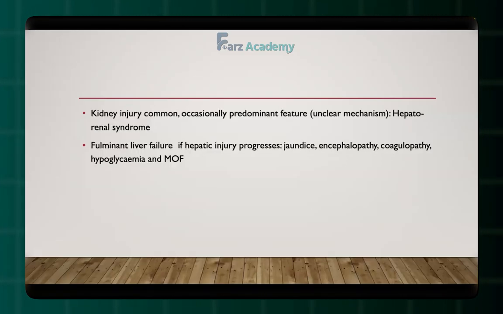Kidney injury is common and occasionally the predominant feature. The mechanism is slightly unclear. It may lead to a picture of hepatorenal syndrome. And fulminant liver failure, if hepatic injury progresses, leads to jaundice, encephalopathy, coagulopathy, hypoglycemia, and multi-organ failure.